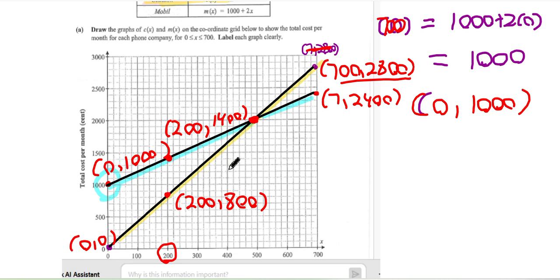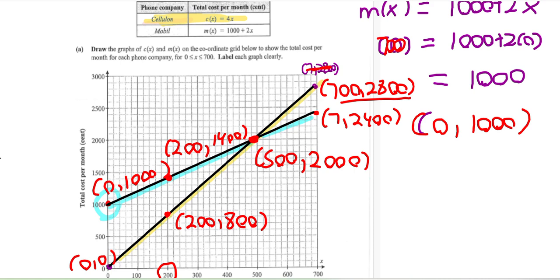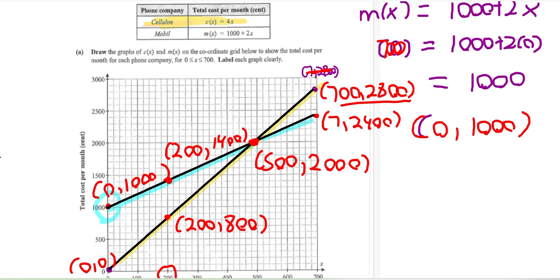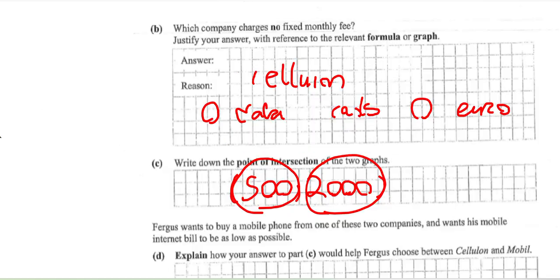Would everybody be happy with that? Yeah. And then when are they equal to each other? Isn't it 500 and what's the other number? 2,000. So anything below 500, Cellulon is cheaper than mobile. Anything above 500, Cellulon is more expensive than mobile. See the way the line becomes higher than the other one. The yellow line becomes higher than the blue line. So that's what you have to answer in this question.